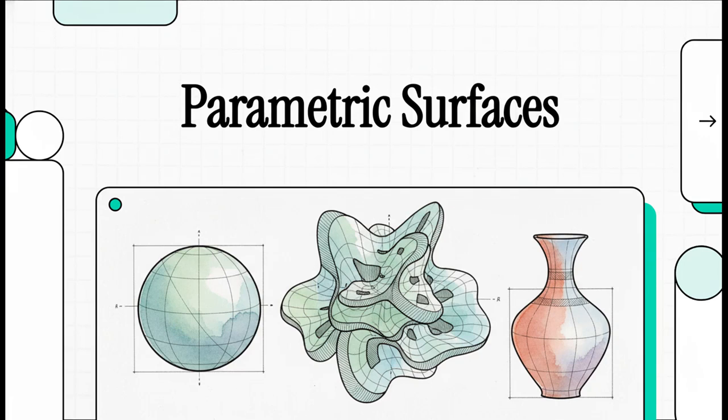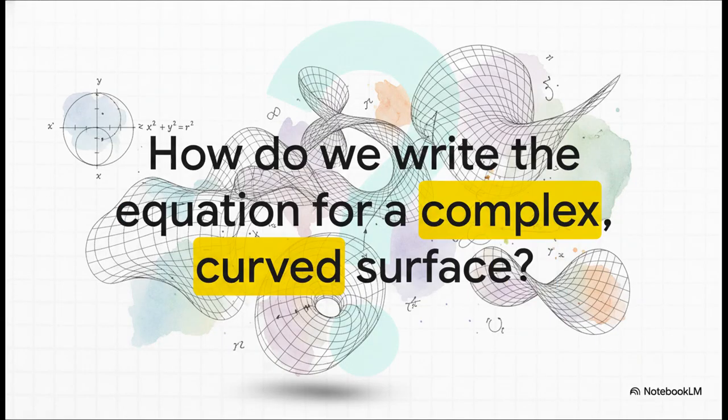In calculus, we've gotten really good at lines and curves. But what about the real world? I mean, how do we use math to describe something like the surface of a sphere, or the curve of a vase, or even a crazy complex 3D model? So that's the big question, right?